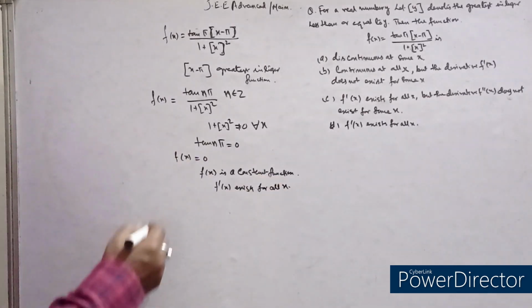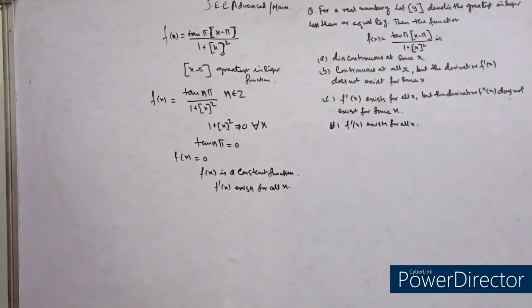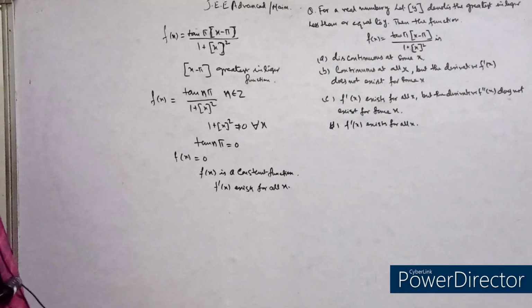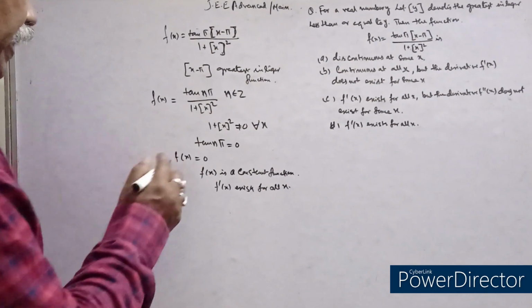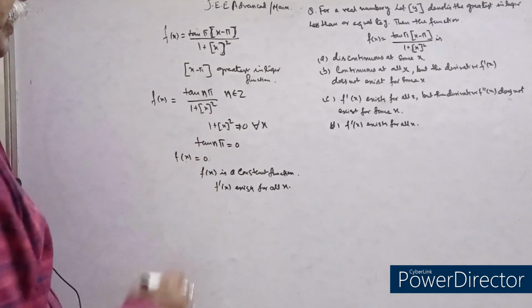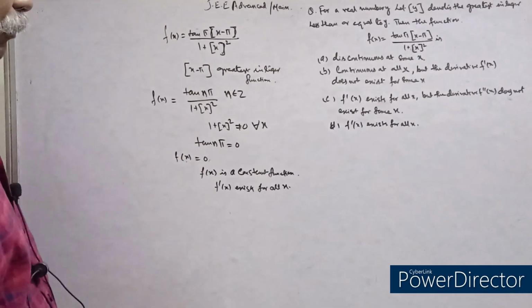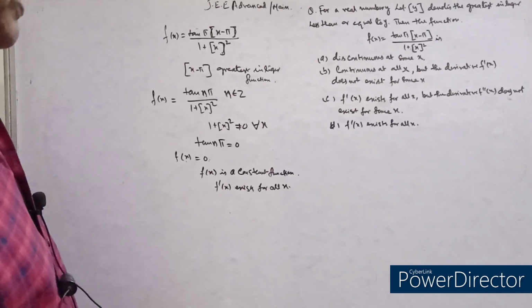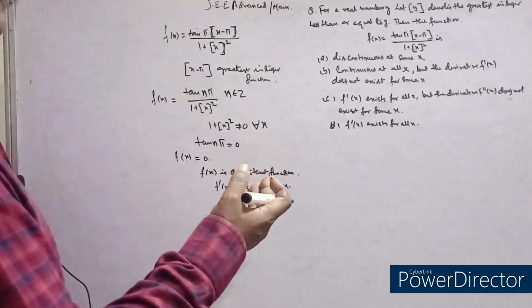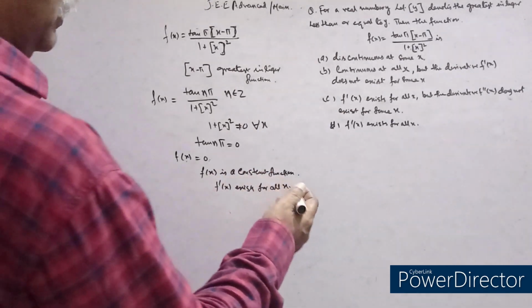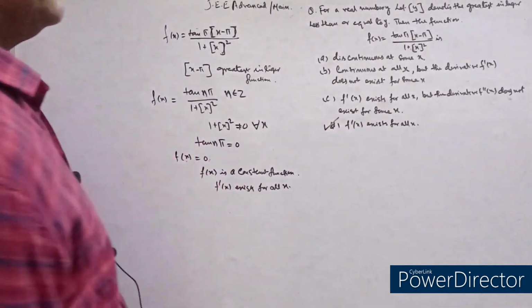I am repeating it. Here you see f dash x is equal to 0. What does this mean? That means for any value of x, your y value is 0. That means f(x) is a constant function. So when it is a constant function, your f dash x exists for all x. So this option is your correct option.